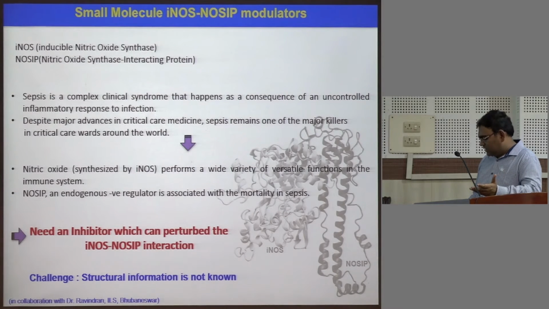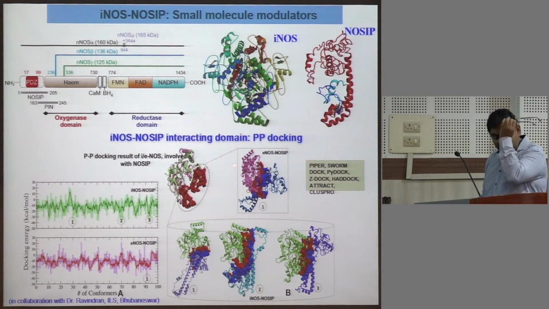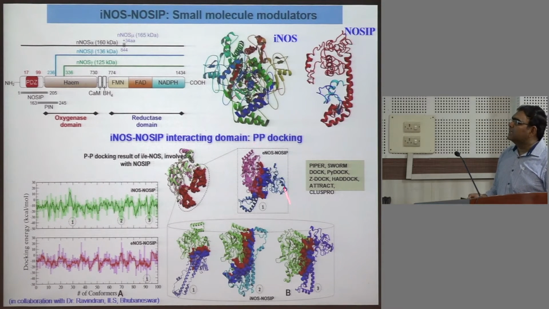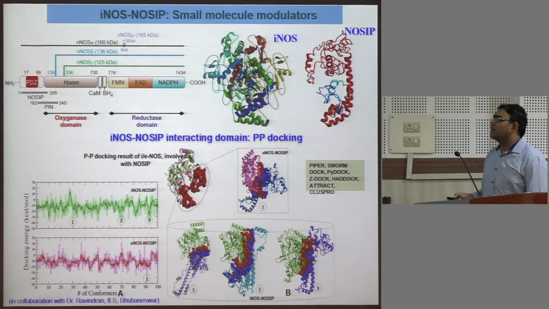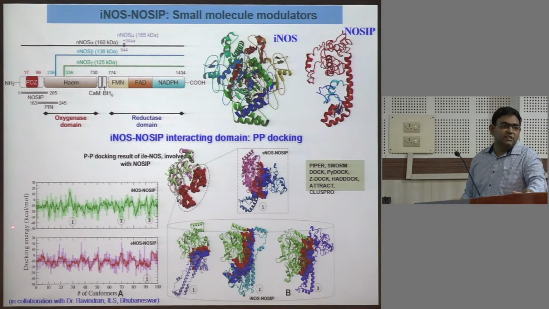So we started this work by first establishing the structure, because the structure was not known. We had to generate the 3D structure to perform the protein-protein docking. This is the critical case where we don't have any experimental background. So I used 7 different algorithms, just to increase the robustness, affinity and accuracy of the result.